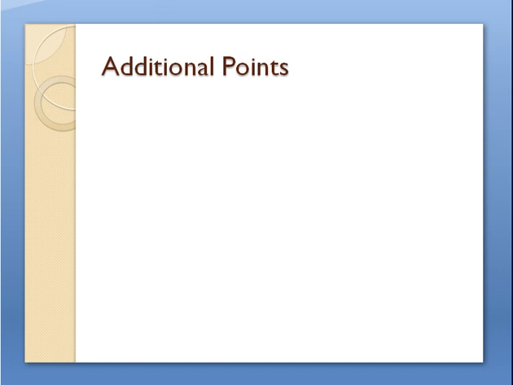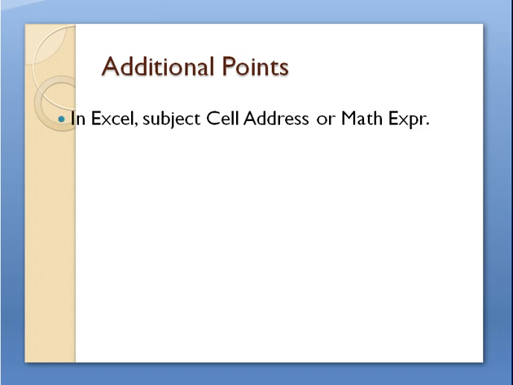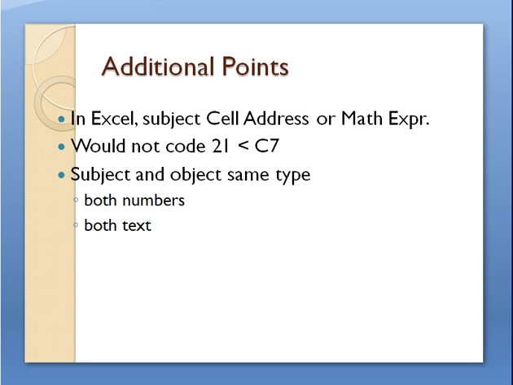Some additional points, though, things to watch out for. In Excel, the subject can be a cell address or a math expression. You would not code something like 21 less than C7. Instead, you would code C7 greater than or equal to 21. We just don't think that way. And students who attempt to do something slick, it doesn't work. So code it the way people think.